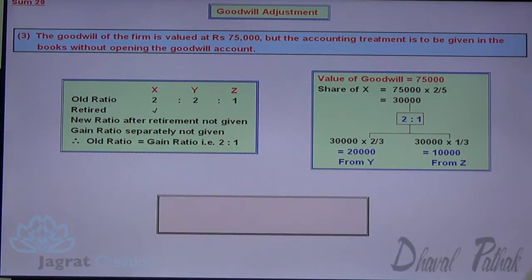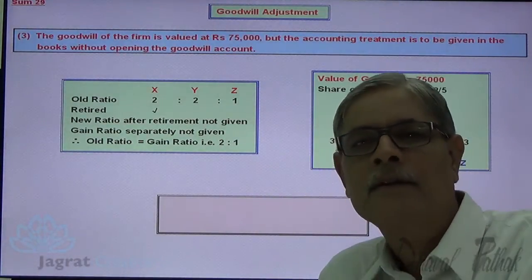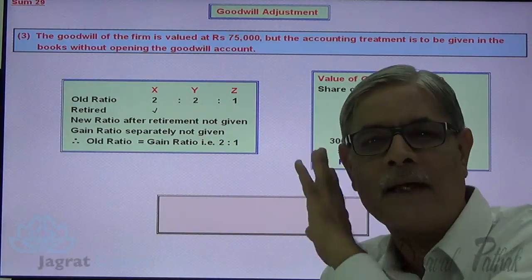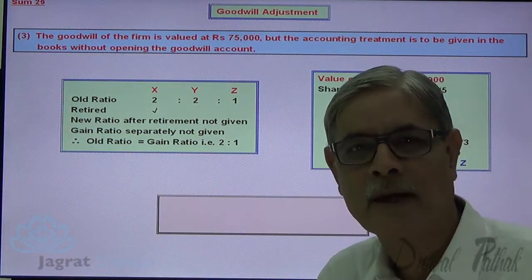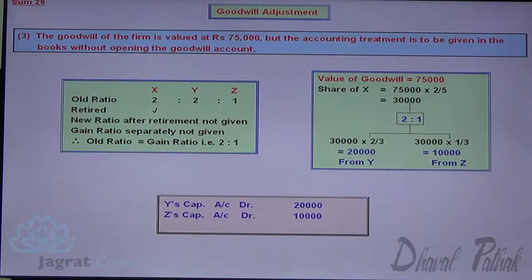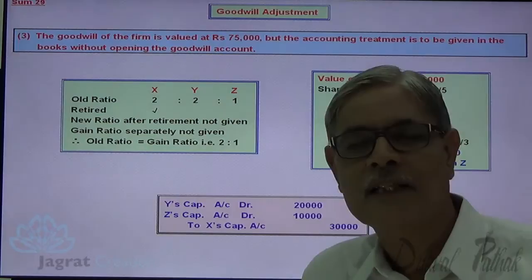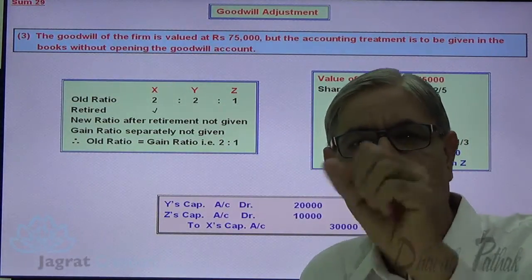Journal entry for that. The partners who pay, their capital account is debited. The partner who gets, his capital account is to be credited. So the journal entry for adjustment to capital account: Y's capital account debit 20,000, Z's capital account debit 10,000, to X capital account credit 30,000. Here the goodwill adjustment is recorded without opening goodwill account. It is adjusted directly to the capital account.